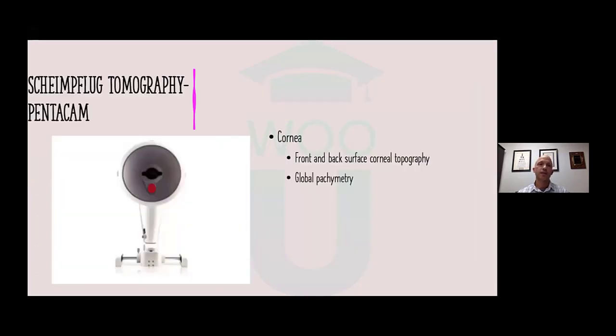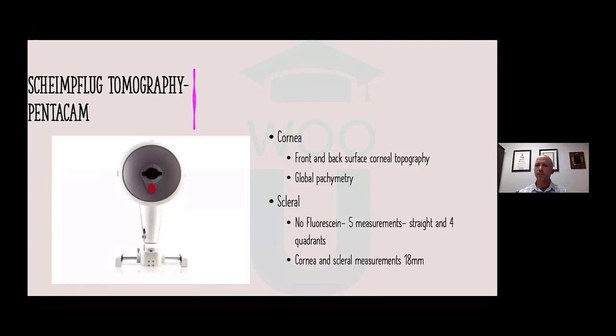And then finally, we have the Scheimpflug tomographer, and this is of course known as the Pentacam. Nothing new, the Pentacam has been around for a long time. And we can use it to highly and accurately measure the cornea, and uniquely, not only the front surface, but out to the back surface, which helps us sometimes with early detection of keratoconus. And then we can also use that instrument to measure global pachymetry.